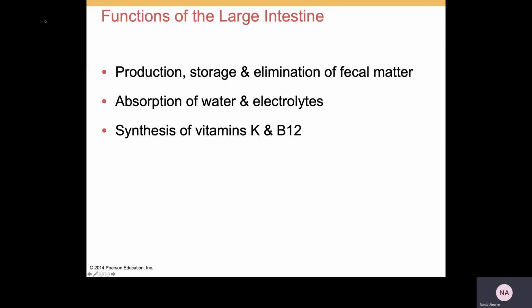Here are the functions of the large intestine. Please note that the main function is the production, storage, and elimination of fecal matter. That is one function. That is not 3 functions. So if you see on an exam or an assessment or a homework question, you have 3 functions of the large intestine: 1, production of fecal matter, 2, storage of fecal matter, 3, elimination of fecal matter, that is wrong. That is one function: production, storage, and elimination of fecal matter.